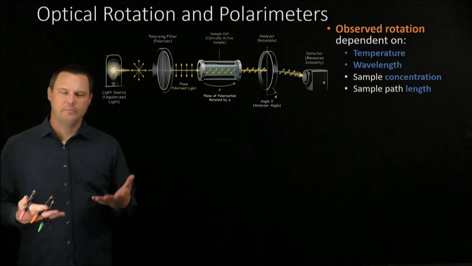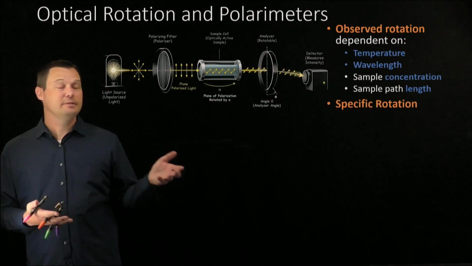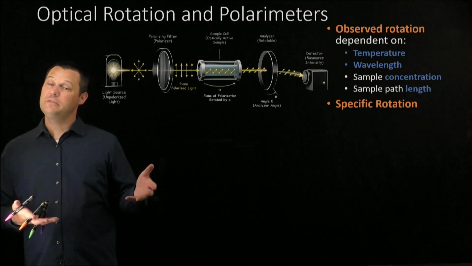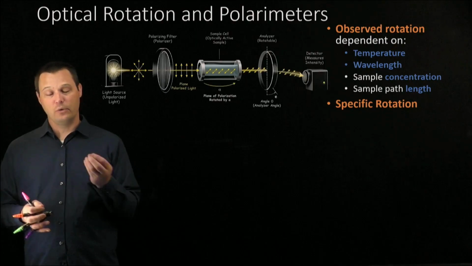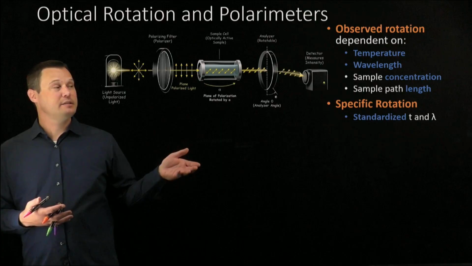I'm just kidding. Of course there's something we can do about it. We introduce a new term, the specific rotation, different from the observed rotation. The specific rotation is a standardized value for the same molecule across all instruments. We start by standardizing the temperature and the wavelength.